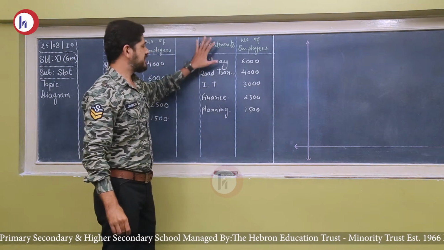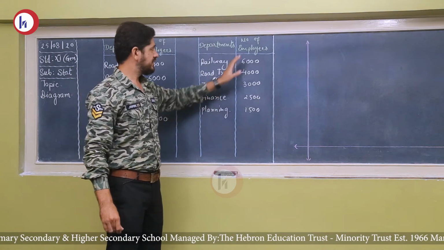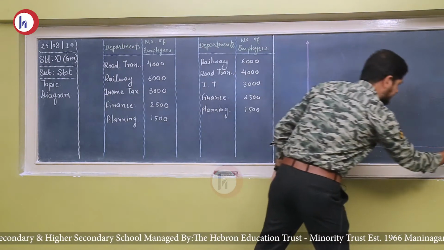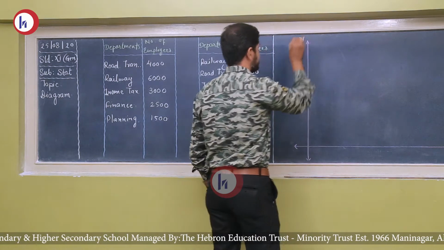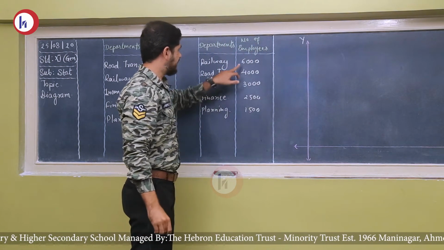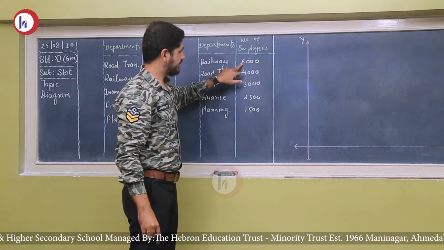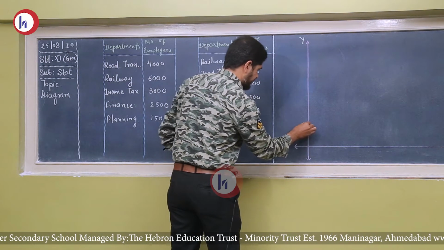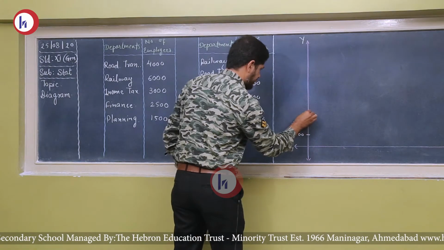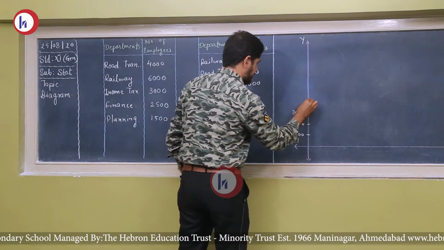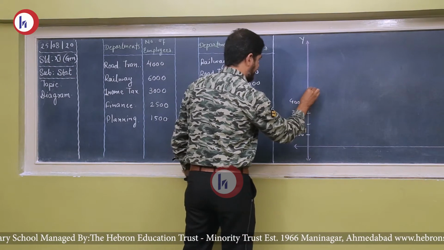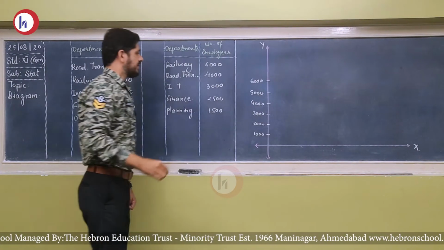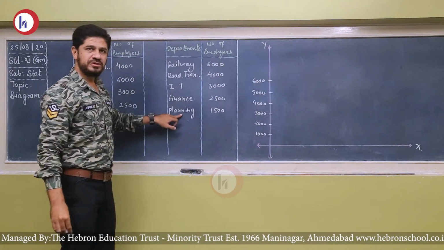Now the department will be represented on the x-axis and the number of employees will be represented on the y-axis. So this is the x-axis and this is the y-axis. The highest number is 6,000, so let's take the difference of 1,000 on the y-axis, up to 6,000.